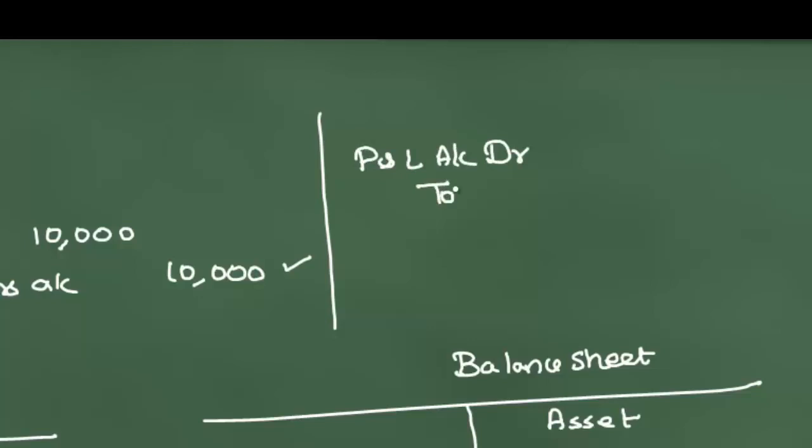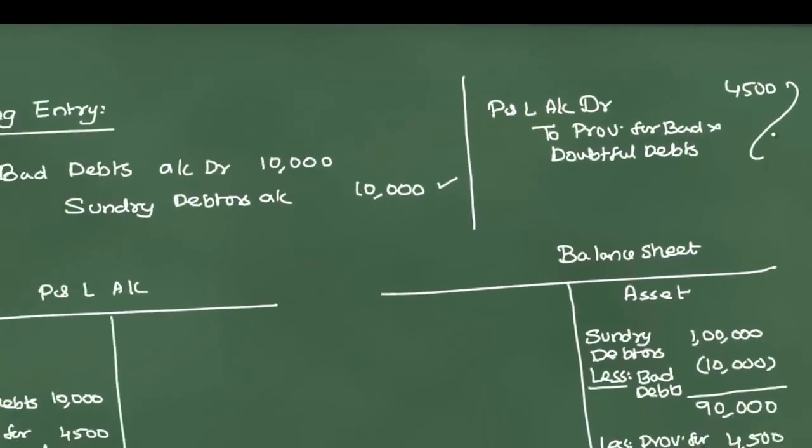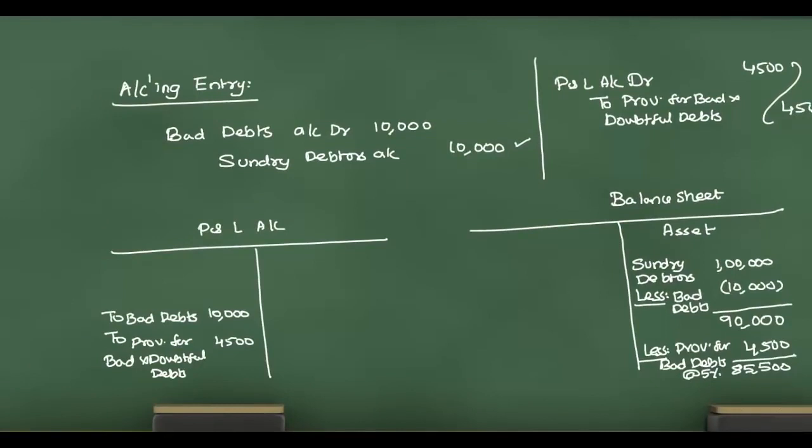By debiting, what we have done is we have created a provision. Provision is basically a liability. It can be shown on the liability side or as a deduction on the asset side. So we have created a liability named provision for bad and doubtful debts. P&L account debit is 4,500, and provision for bad and doubtful debts is 4,500. So this is going to be the accounting entry for provision for bad and doubtful debts.